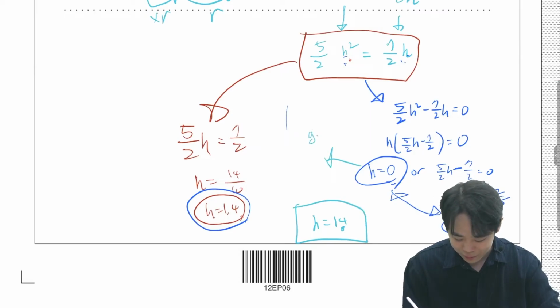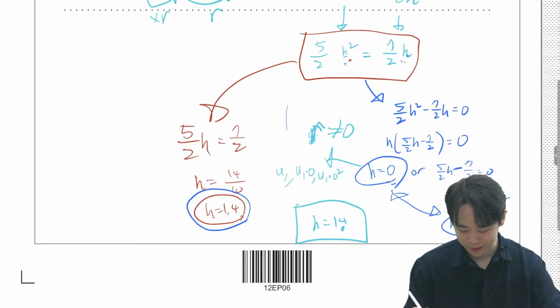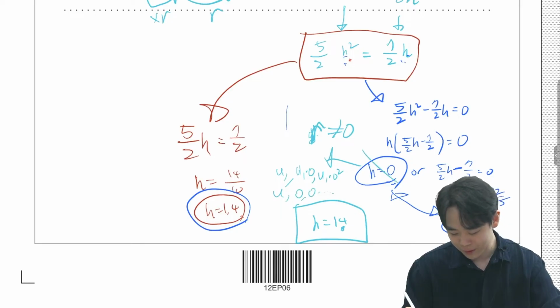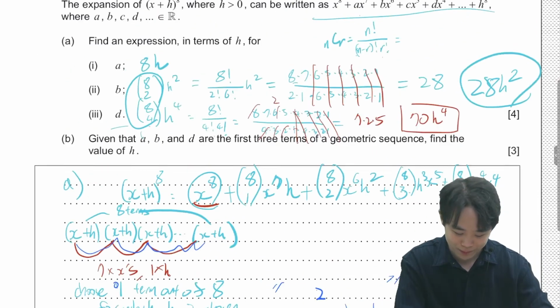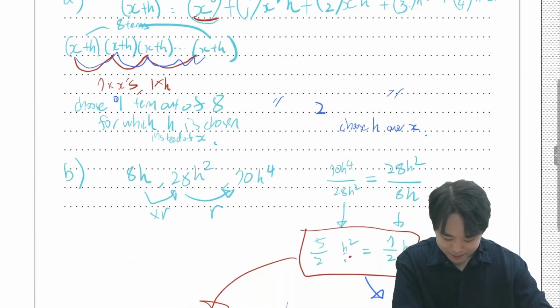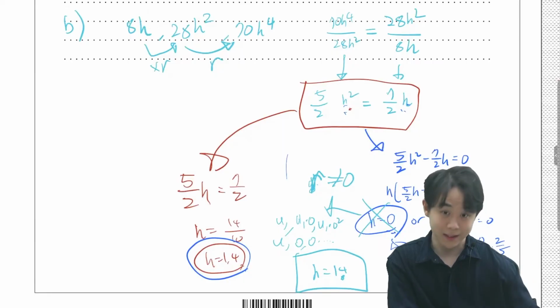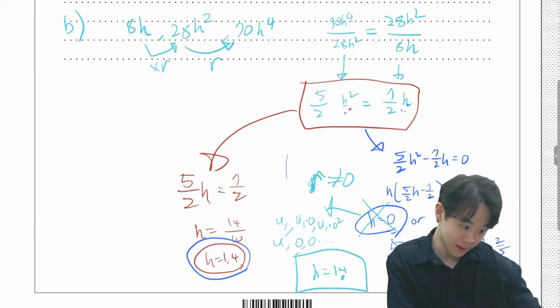The geometric sequence requires that r cannot be 0. Otherwise, you're going to have u1, u2 is going to be u1 times 0, u1 times 0 squared for the next terms, right? So we're going to have u1, 0, 0. So we can exclude h equals 0 naturally. Anyways, h is 1.4. That's how you do number 5. Okay, so this kind of combines the knowledge on geometric sequences and binomial expansion.